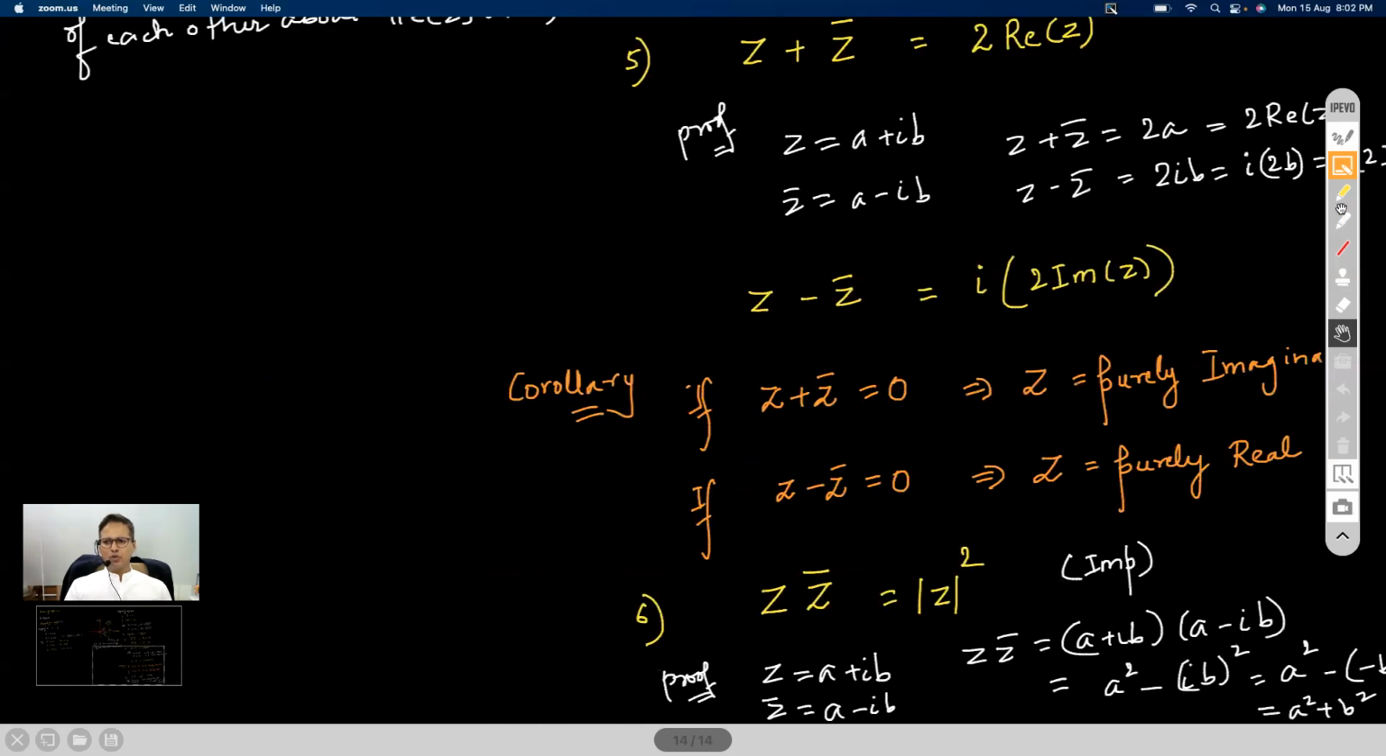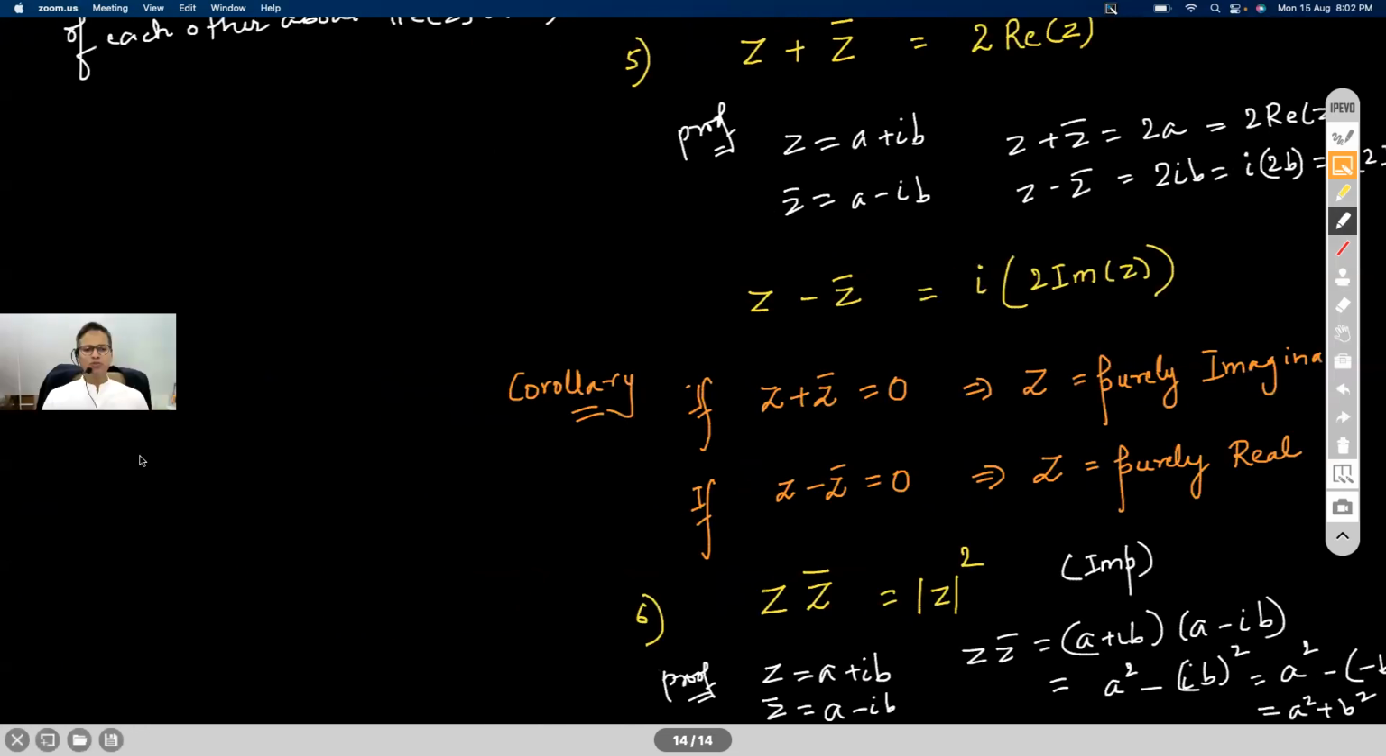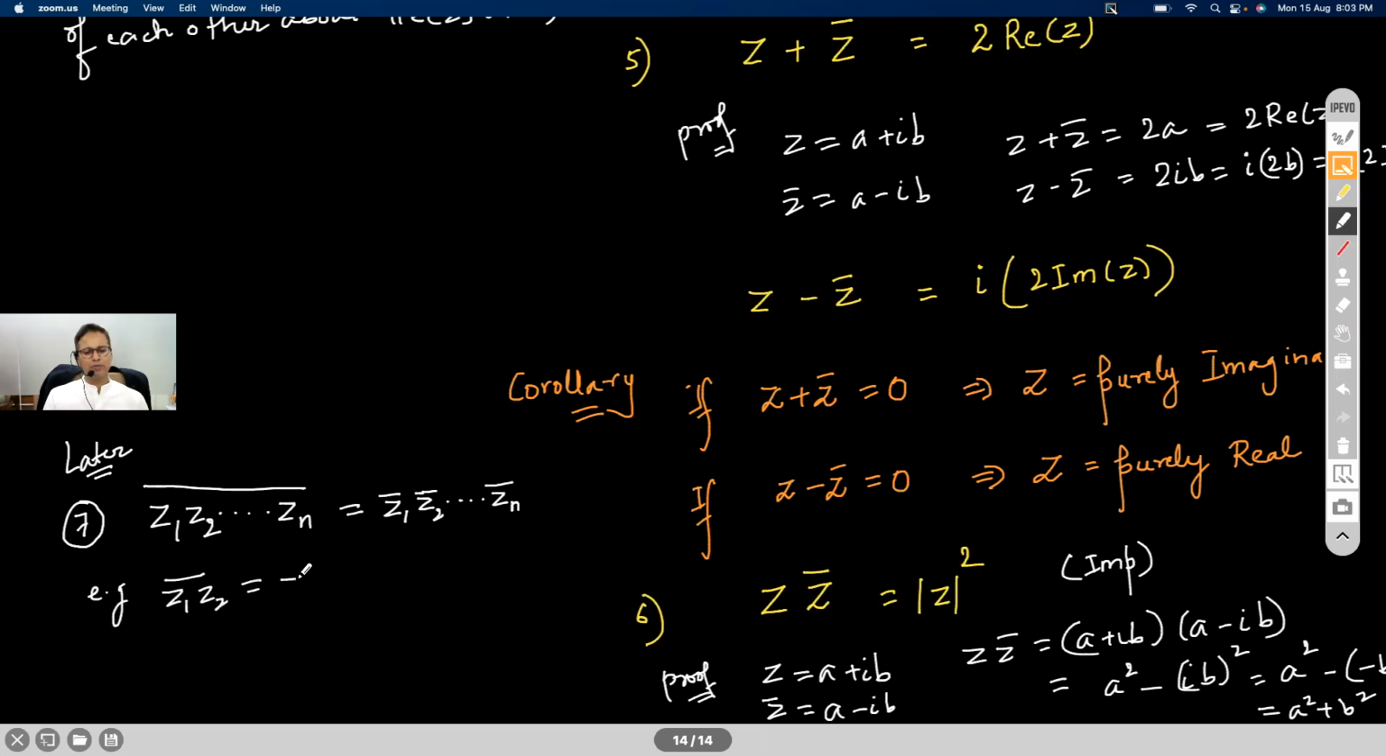Okay, now I'll give you two properties more, but I'll prove them a little later on. For z1, z2, the product, or you can say the product of any such numbers, let's say till zn, if I take a conjugate of it, it is as good as the product of their respective conjugates. A simple example would be for two cases: if I take z1 z2 conjugate, it will be z1 conjugate z2 conjugate.